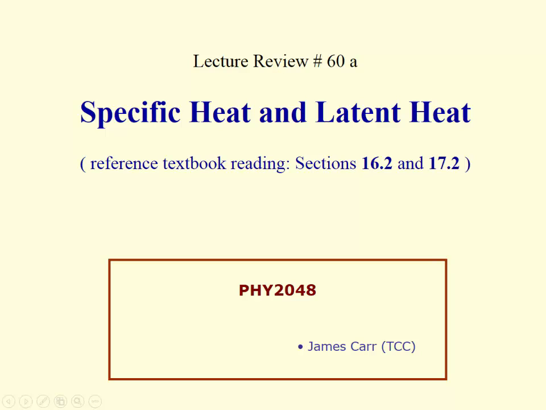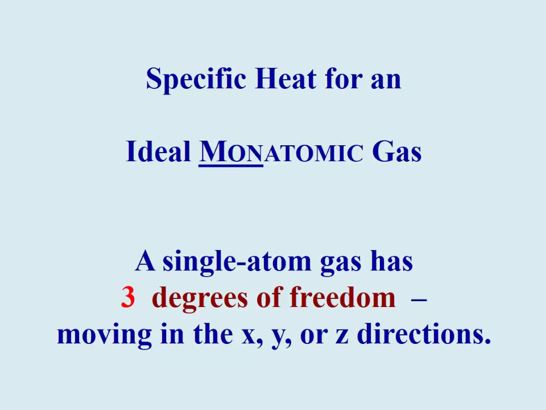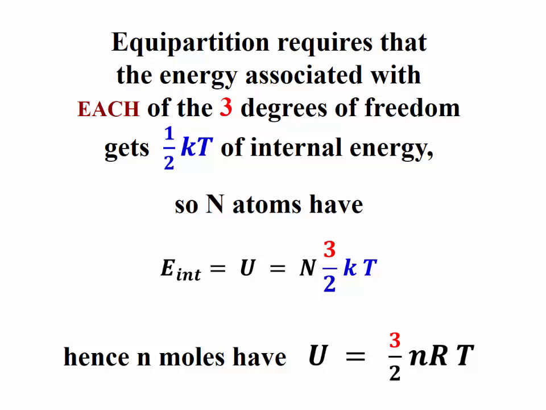In a previous video, we looked in detail at the predictions of the ideal gas model. Now we want to go look at the real-world situations that we'll be using when we solve problems. For a gas like helium, the ideal monatomic gas model works extremely well. In this case, a single atom gas has 3 degrees of freedom related to its motion in the x, y, or z directions. And equipartition requires that the energy associated with each of those 3 degrees of freedom gets 1/2 kT.